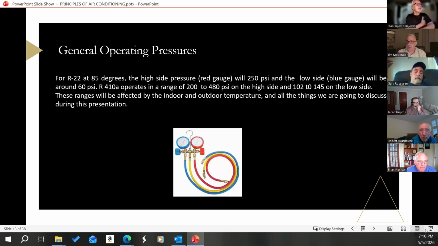So general operating pressures, and this is going to vary with the different types of Freons. So we're going to go with R22 because some of it's still out there, but it's a good base to start with because that's what was predominantly air conditioning Freon. So for R22 at 85 degrees, the high side pressure, which would be the red gauge and the red hose, will be 250 psi, and the low side, the blue gauge, will be around 60. Those are the normal operating temperature pressures of an R22 air conditioning system.